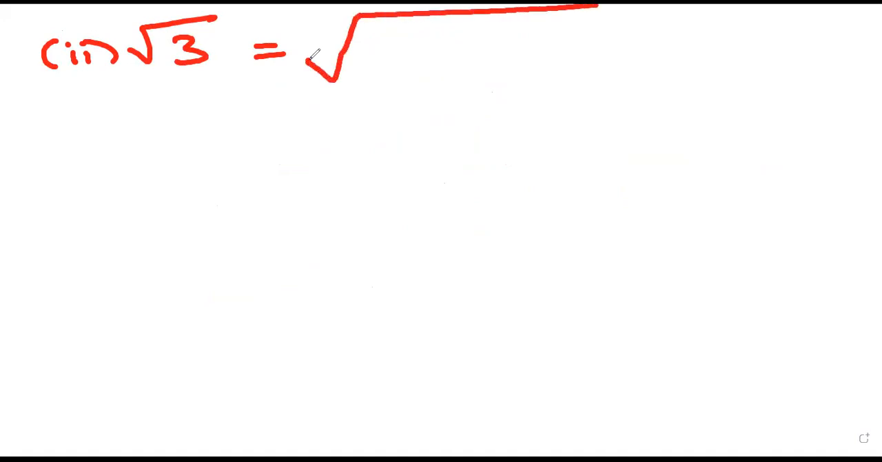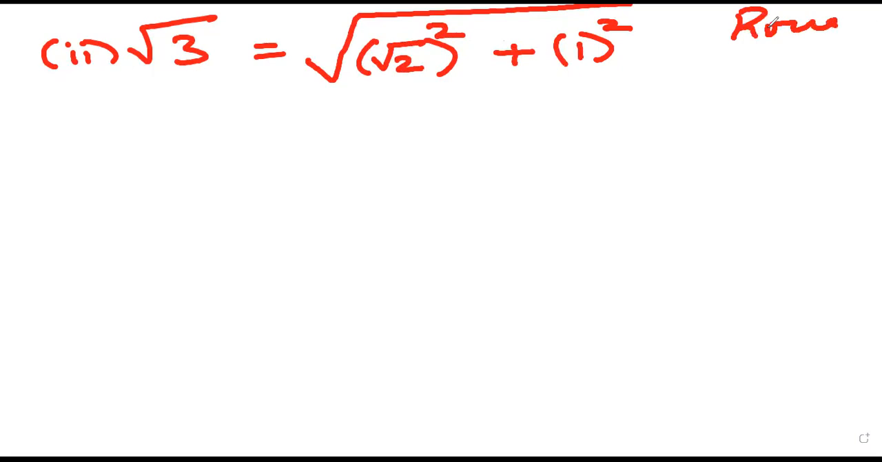So, now let's move on to our second one, that is root 3. Now, children, you have to draw root 3 on the number line. So, let us write this as a square of 2 numbers. So, now, children, root 3 can be written as root 2 square plus 1 square. Okay. Now, I'll show you on the rough side how you get your answer, root 3.